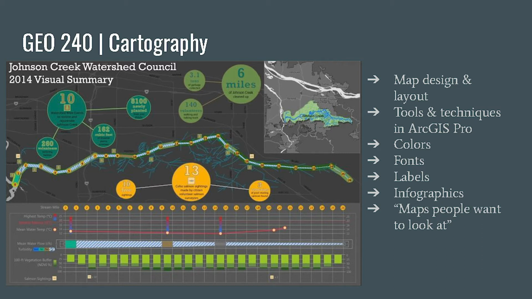This class is really focused on map critiques and making different iterations of the same map. So you're going to get a lot of experience critically analyzing both your own maps and those of your peers. There are two main projects in the cartography class, one of which is an infographic, which aims to combine cartography with data visualization.